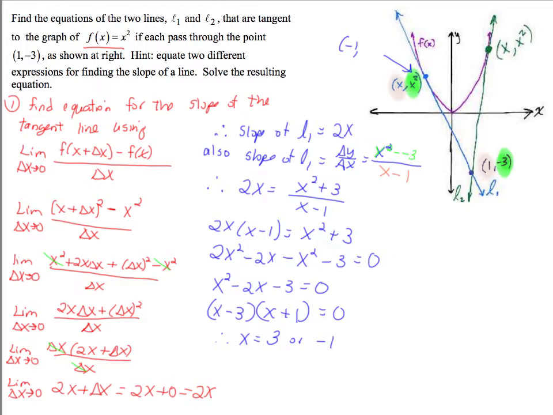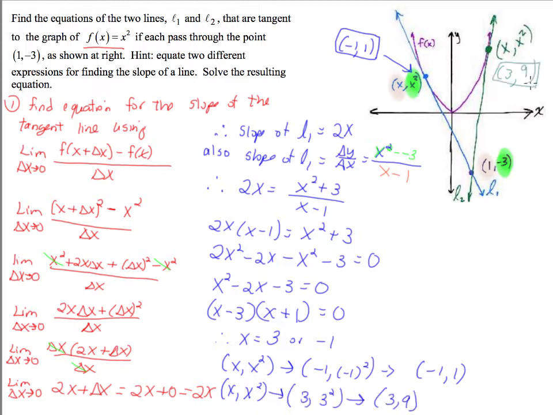To find the y value of my point of tangency, I just take these x's and plug them into my function. To find the first point, I will plug in negative 1 into x squared, and that gives me a y value of 1. So the point of tangency for L1 is the point (-1, 1). I'll do the same thing to find the point of tangency for L2, line 2. So our point of tangency for L2 is the point (3, 9). So all that's left to do is to figure out the slope of L1 and the slope of L2 so I can find the equation of each of those lines.